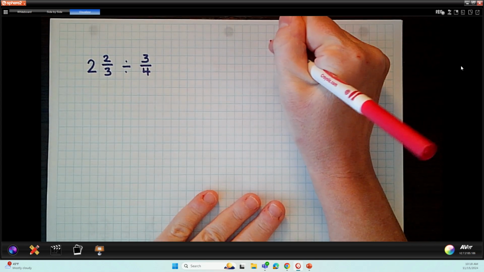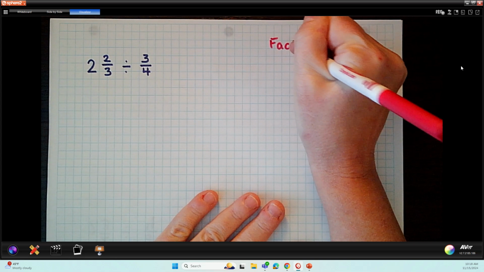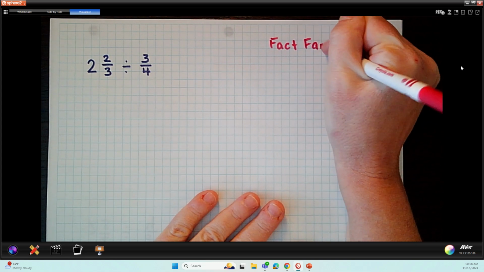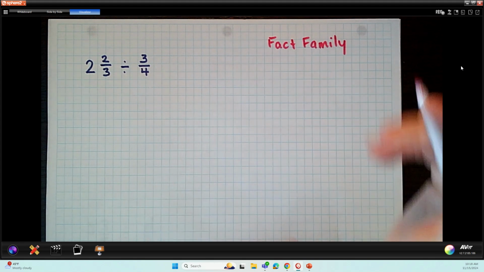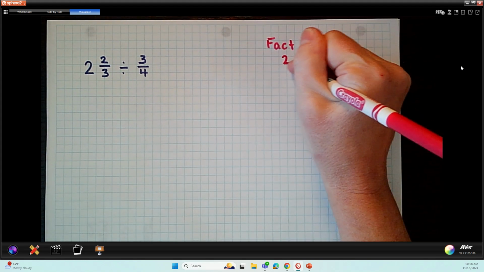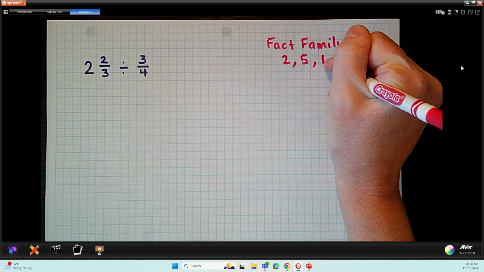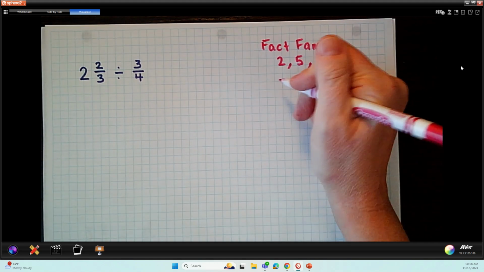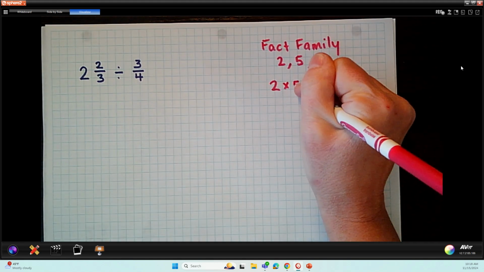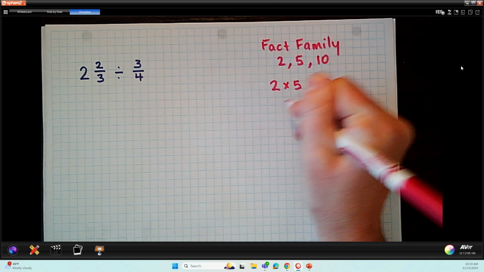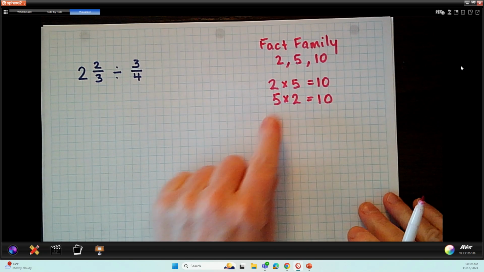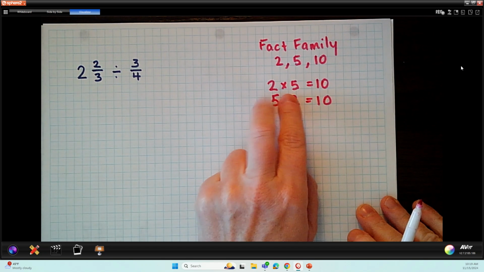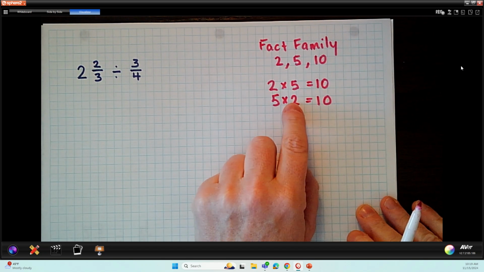So a fact family is anytime you have three numbers that equal something. So I'm going to use 2, 5, and 10. You can take the numbers 2, 5, and 10, and we can do 2 times 5 equals 10. We can do 5 times 2 equals 10. Students know the commutative property, you can reverse these. So we could do 2 groups of 5 and we can do 5 groups of 2.